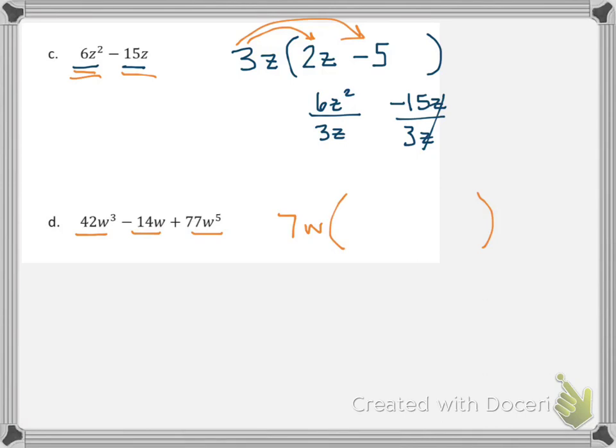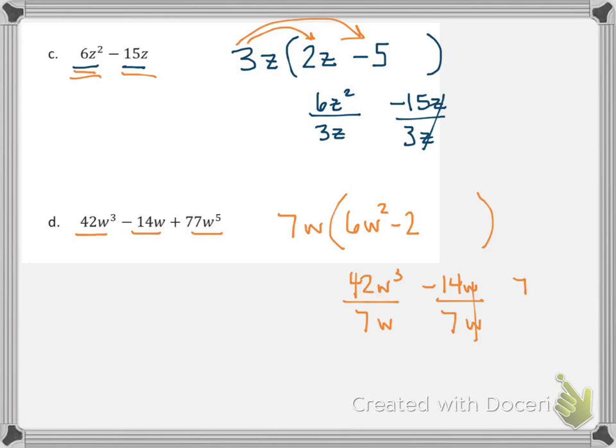And then let's see what's left. 42W cubed divided by 7W. 42 divided by 7 is 6. W cubed divided by W is W squared. There's the first term. Second term is a negative 14W divided by 7W. Negative 14 divided by 7 is a negative 2. And W divided by W cancels, so it's just negative 2.